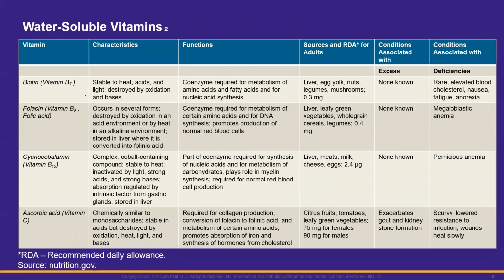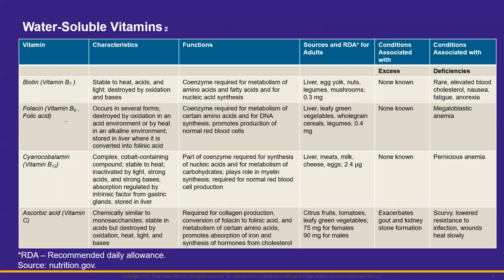Okay, the next one is vitamin B7, or biotin, stable to heat, acid, and light, destroyed by oxidation and bases. Function: a coenzyme required for metabolism of amino acids and fatty acids and for nucleic acid synthesis. Source: usually a lot in liver, egg yolk, nuts, legumes, and mushrooms, only 0.3 milligram per day. Excess unknown. Deficiency could cause elevated blood cholesterol, nausea, fatigue, and anorexia.